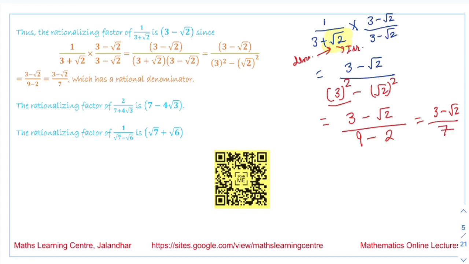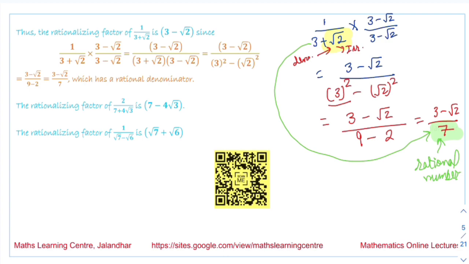So now the denominator we are having over here is 7, and this 7 is a rational number. So earlier the denominator was irrational, now the denominator is a rational number. Similarly, we have given some more examples over here.